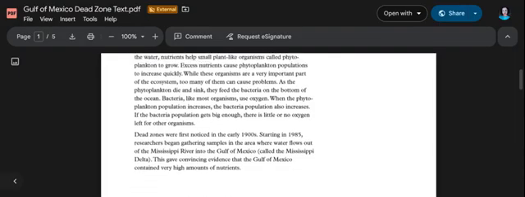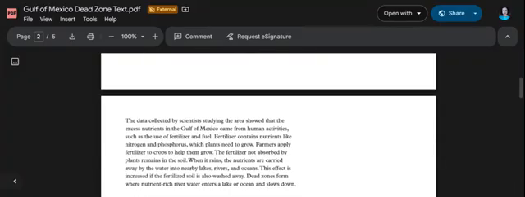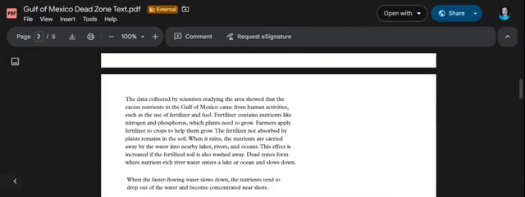Dead zones were first noticed in the early 1900s. Starting in 1985, researchers began gathering samples in the area where water flows out of the Mississippi River into the Gulf of Mexico, called the Mississippi Delta. This gave convincing evidence that the Gulf of Mexico contained very high amounts of nutrients. The data collected by scientists studying the area showed that the excess nutrients in the Gulf of Mexico came from human activities, such as the use of fertilizer and fuel.